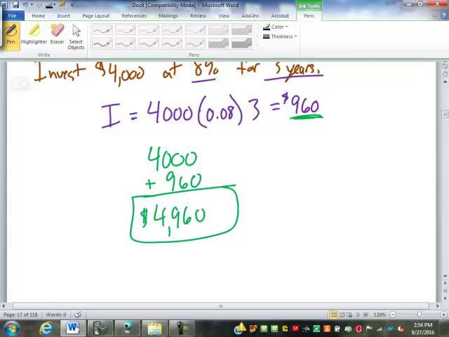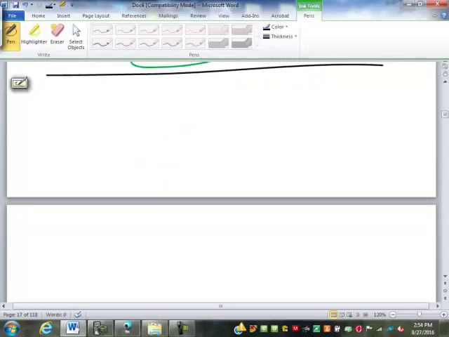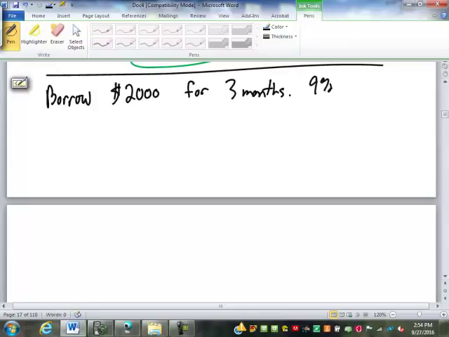Now most of the time they're not going to use simple interest on something that's 3 years long, are they? Simple interest is generally used for shorter term things. For example, you might go to the bank and ask for a loan. So you're going to borrow $2,000 for 3 months. And the bank says they're going to charge you 9%.